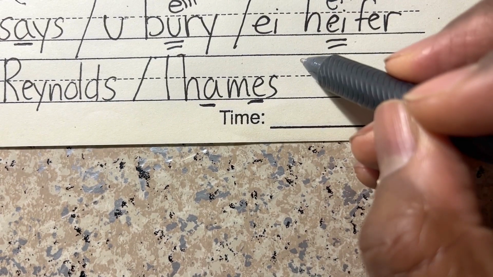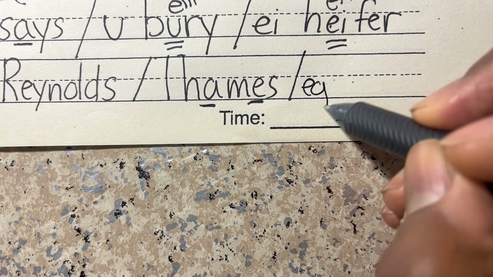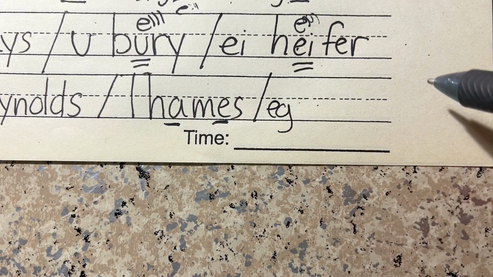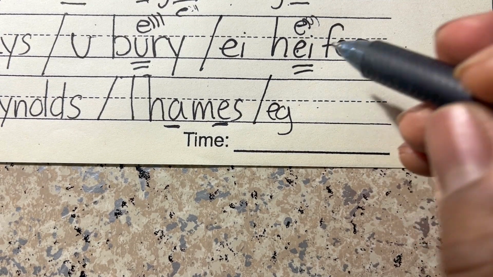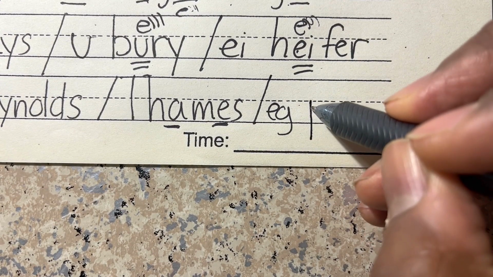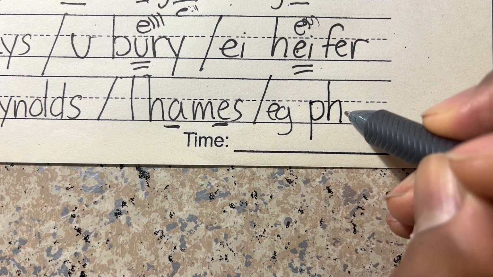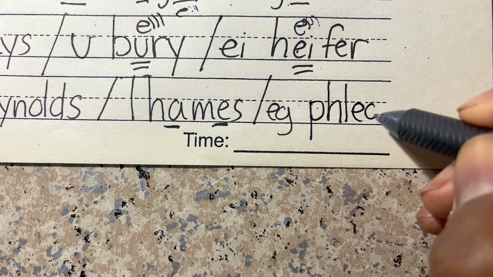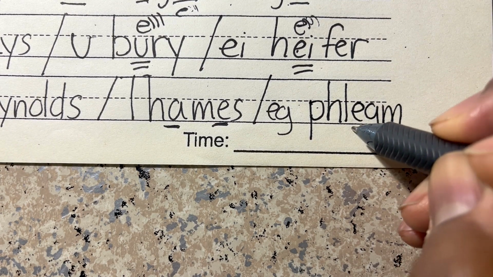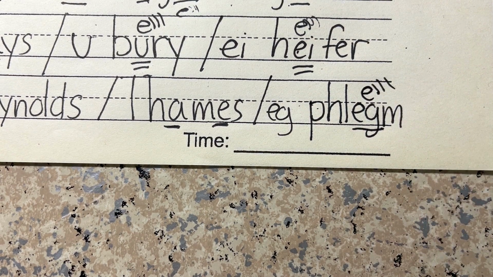And something that's very disgusting. E.G. Phlegm. That's the green stuff that you cough up when you're getting over a cold or an infection. You have phlegm. F-L-E-G-M, phlegm. E-G, phlegm, good.